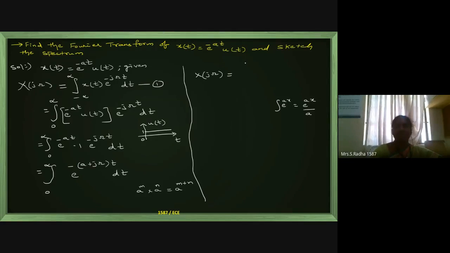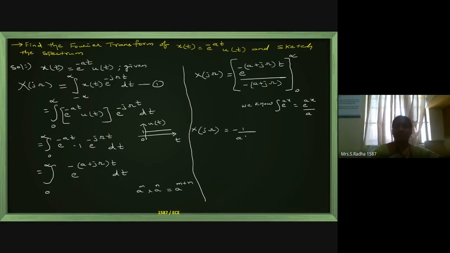So the same thing I will apply for the previous step: e power minus of a plus j omega into t, divided by minus of a plus j omega. And I have to substitute the limits, 0 to infinite. This is the basic formula we know. In the next step, X of j omega is nothing but minus 1 by a plus j omega, which is constant. In the place of t only, I have to put the limits.